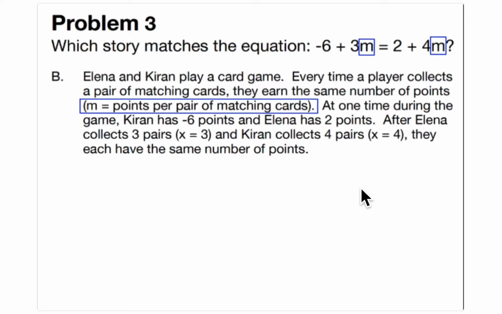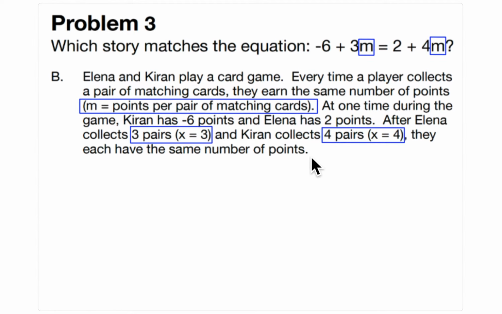All right, so the story with the card game. So m is the points per pair. I like this way of stating this better. So m, the slope, is equal to the points per pair of matching cards. You could even say y points, so the y value, y points per pair of matching cards. And x is 3 pairs or x is 4 pairs.